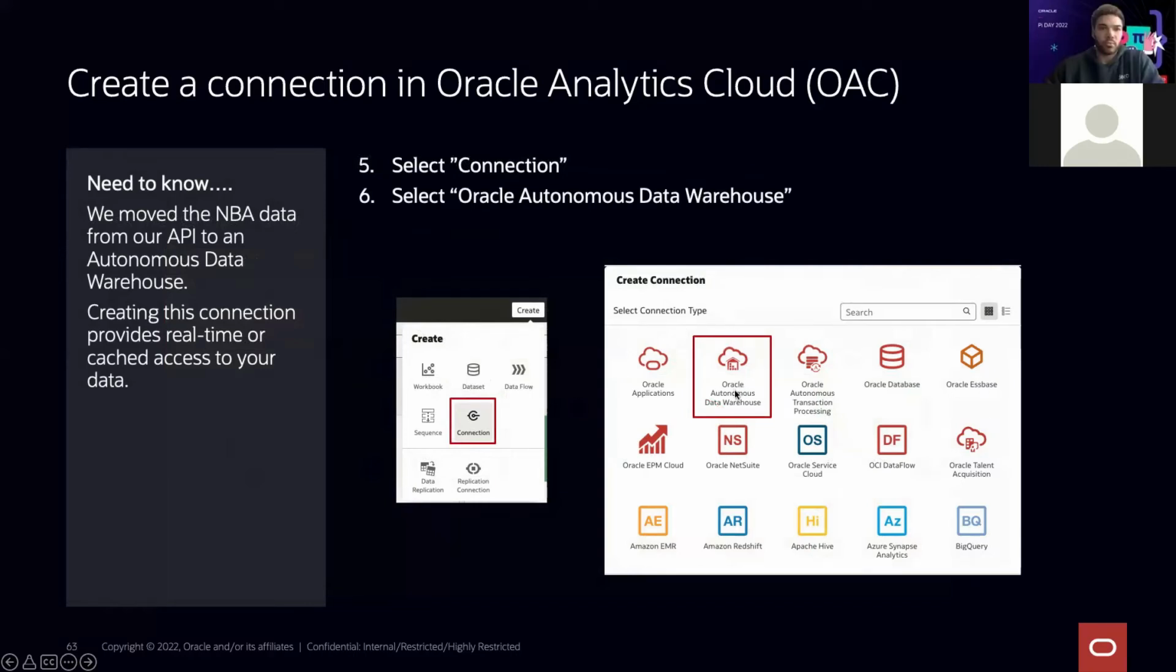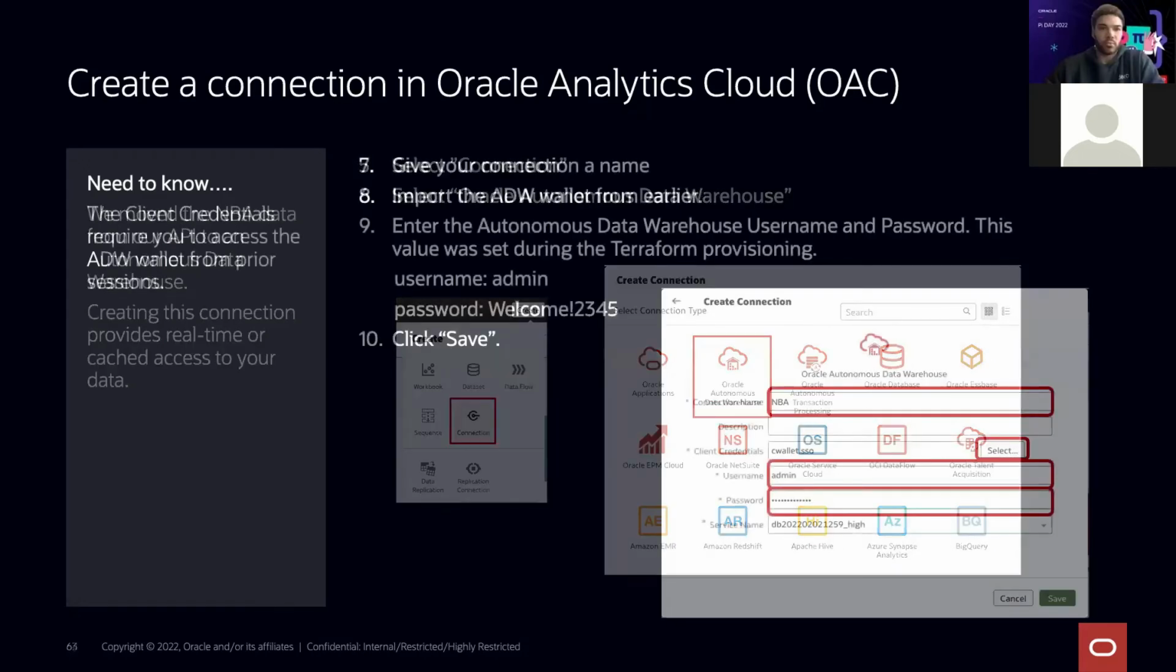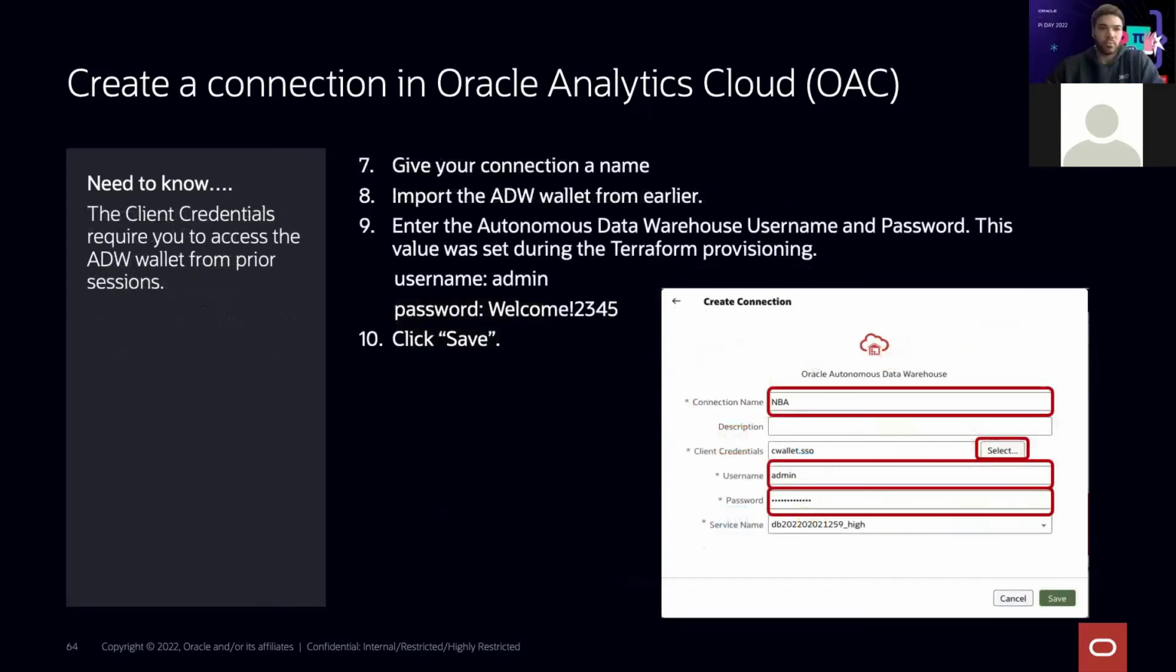But since our data was stored in Autonomous Data Warehouse, we'll select Oracle Autonomous Data Warehouse here. And then you're going to be using that same wallet, the file that was there. You can give your connection a name. I called mine MBA. If you hit select, you can browse to your downloads folder or wherever your downloads area is and select that wallet. Again, the wallet that was imported was secured with a password that doesn't have anything to do with the credentials to access the database. The username and password for the database was set in the Terraform script.